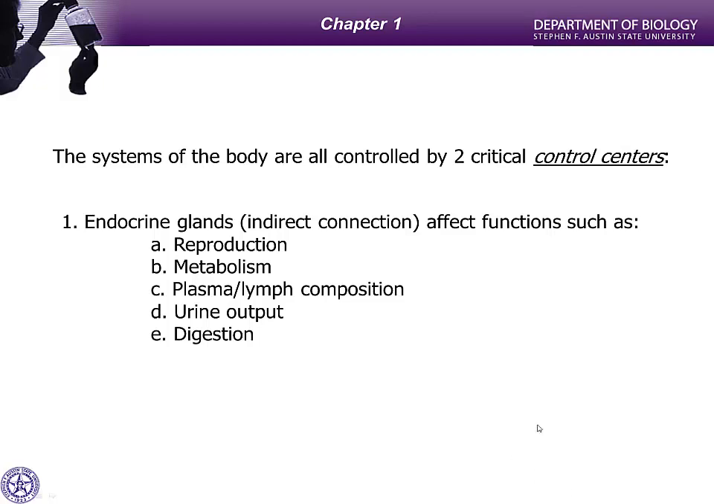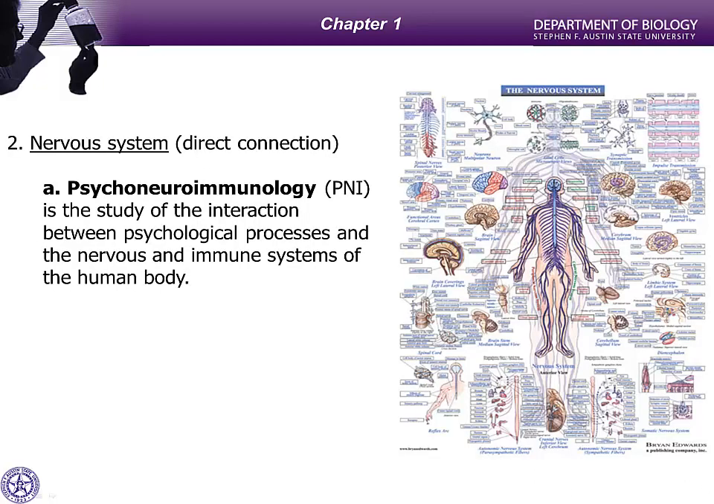Now, the nervous system, our other control center, is the one we're more familiar with, the direct hardwired connection. This is going to be the brain and the spinal cord and our peripheral nervous system. It's going to be everything else. But I want to point out, too, that it's much more than causing muscles to move. It's much more than causing receptors to transmit information. There's a field of neurobiology that's called psychoneuroimmunology.